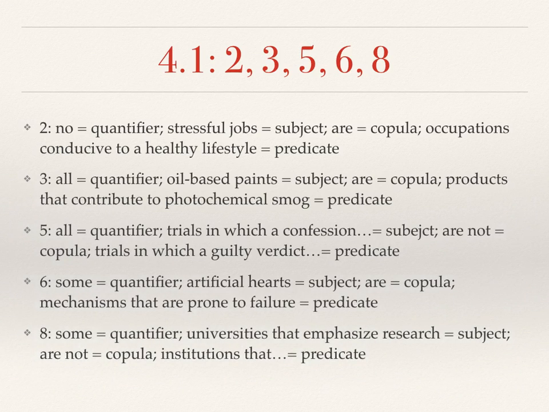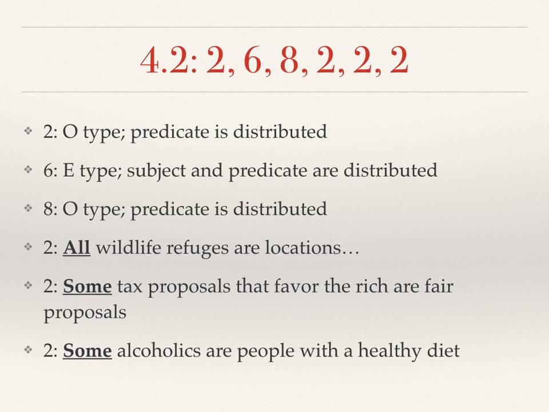And 8, the quantifier is some. The subject is universities that emphasize research. The copula is are not, and the predicate is institutions that overlook undergraduate research or teaching. Okay, on to 4.2.